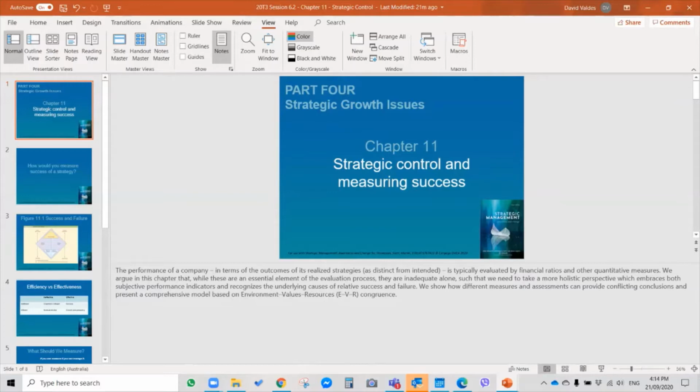So it says here, performance of the company is typically evaluated by financial ratios and other quantitative measures. We argue, however, that this is inadequate. So you should look at the holistic perspective. In other words, the stakeholder perspective is usually a good approach because you're not just looking at the owners, but you're also looking at customers and you're also looking at your employees.